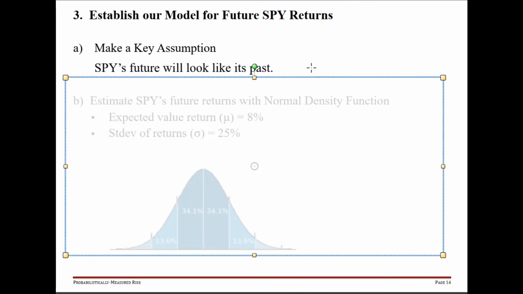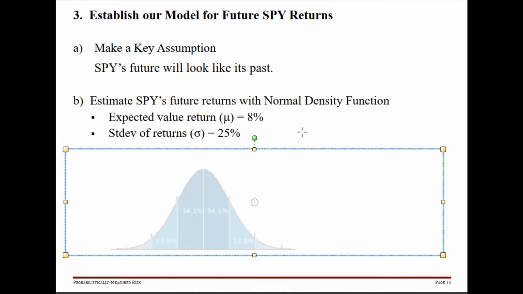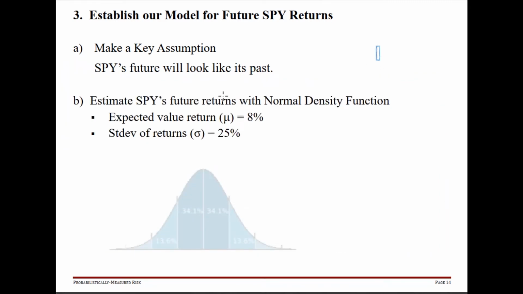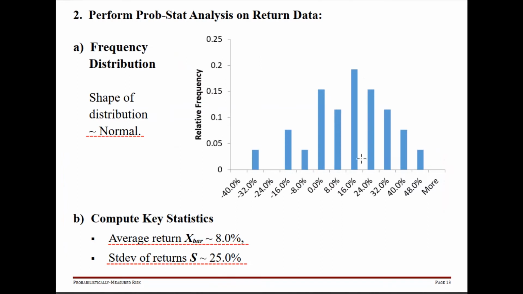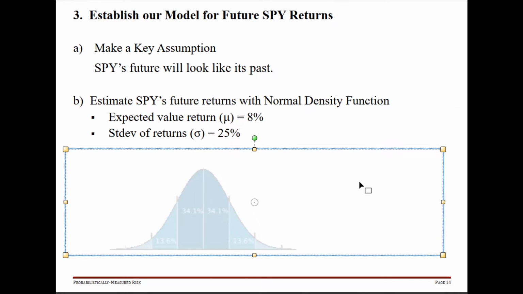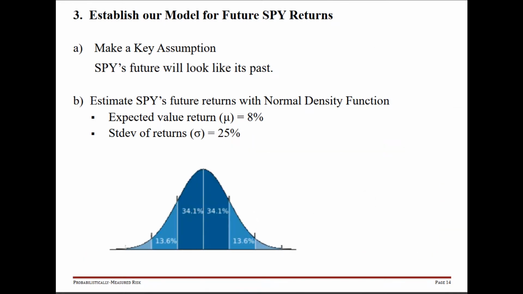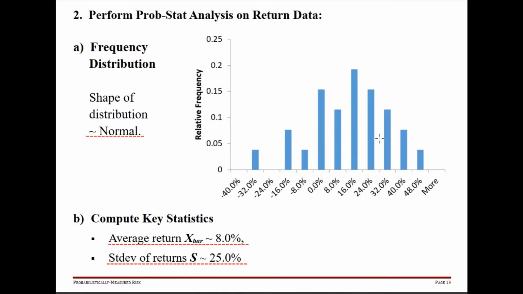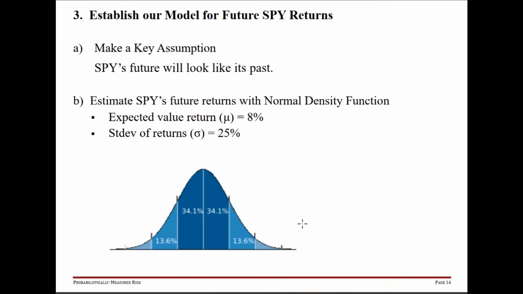We say that on the one hand, the future of the spiders is going to look like the past, and on the other hand, we'll say since that sample data looked kind of normally distributed, we can model it with the normal density function. And so we morph our sample expected value into the expected value of the normal distribution, and same thing with the standard deviation of returns. And so we've gone from our real data, the truth, the whole truth and nothing but the truth, to this, okay, which is our normal distribution model.